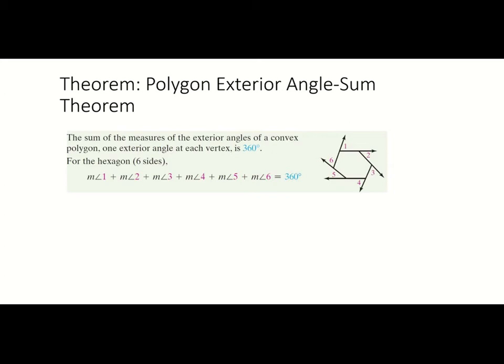All right, now we're going to look at a theorem, the polygon exterior angle sum theorem. And this theorem says that the sum of the measures of exterior angles of a convex polygon, one exterior angle at each vertex, is 360. So it doesn't matter how many sides your polygon has. If you measure the exterior angle, one at each vertex, and you add them all together, you will always get 360 degrees. Doesn't matter if it has 6 sides, 3 sides, 100 sides, 12 sides, it will always equal 360.